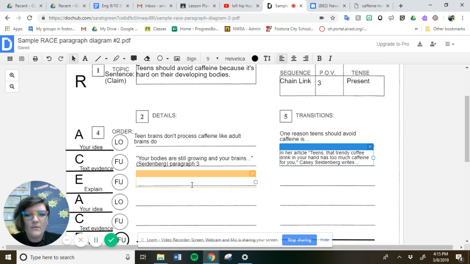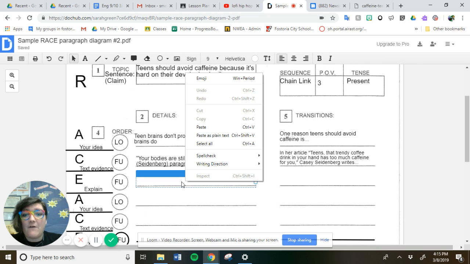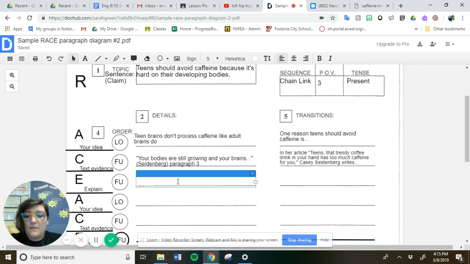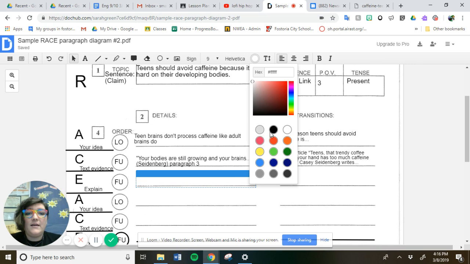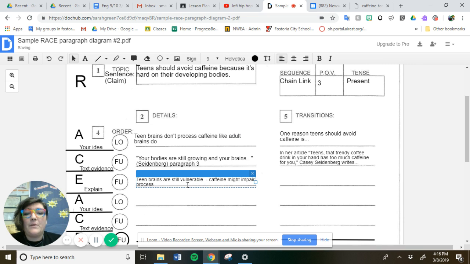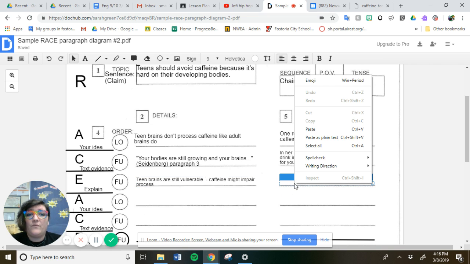Okay. So again, this is a follow-up sentence, and I connected it together by using the idea that teen brains are still vulnerable, and caffeine might impair the processes that they have to go through. Okay, and obviously this is just a note for me. I actually wrote the whole sentence out and filled in the gaps when I actually wrote the paragraph. Okay. And again, we don't usually use transitions for follow-ups.